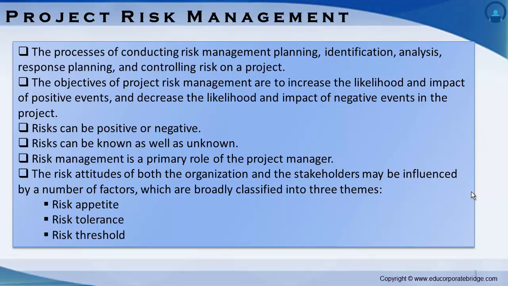The risk attitudes of both the organization and the stakeholders may be influenced by a number of factors, which are broadly classified into three themes. First, risk appetite. It is the degree of uncertainty an entity is willing to take on in anticipation of a reward. Second, risk tolerance. It is the degree, amount, or volume of risk that an organization or individual will withstand. Third, risk threshold. It refers to measures along the level of uncertainty or the level of impact at which a stakeholder may have a specific interest. Below that risk threshold, the organization will accept the risk. Above that threshold, the organization will not tolerate that risk.